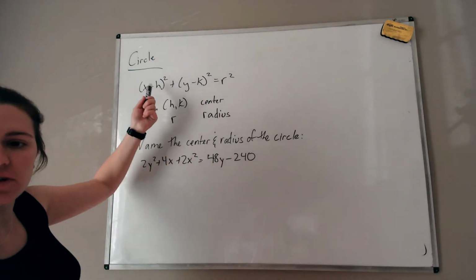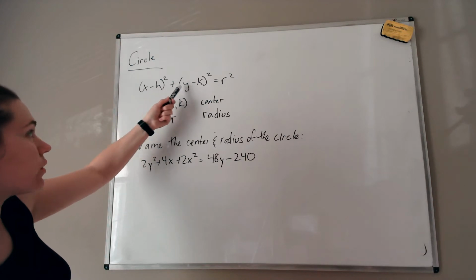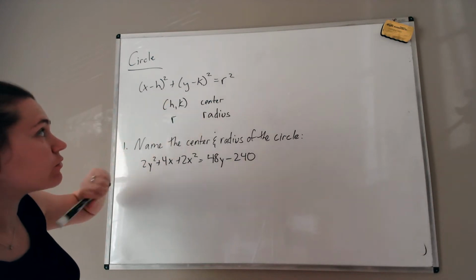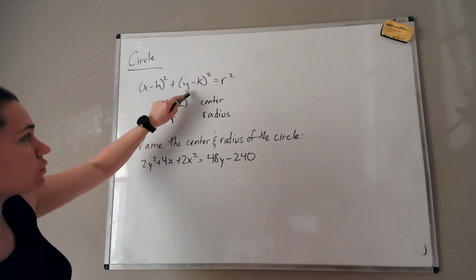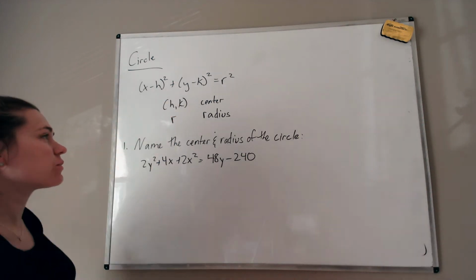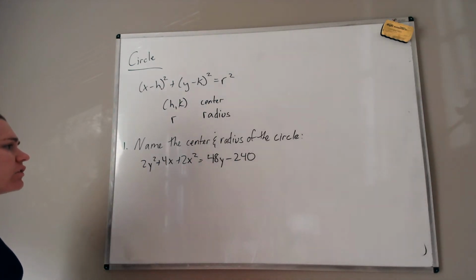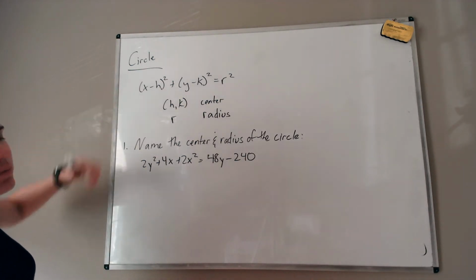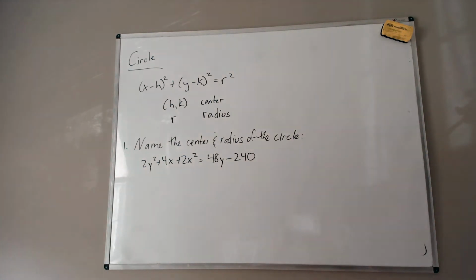Notice x has to have a coefficient of 1, and y has to have a coefficient of 1. What makes this 0? That's going to be h. What makes this 0? That's going to be k. That's where our center is coming from. And our radius is r. And so this is the form we're going to want to be in when we want to gather information like where's the center, the radius, and so forth.